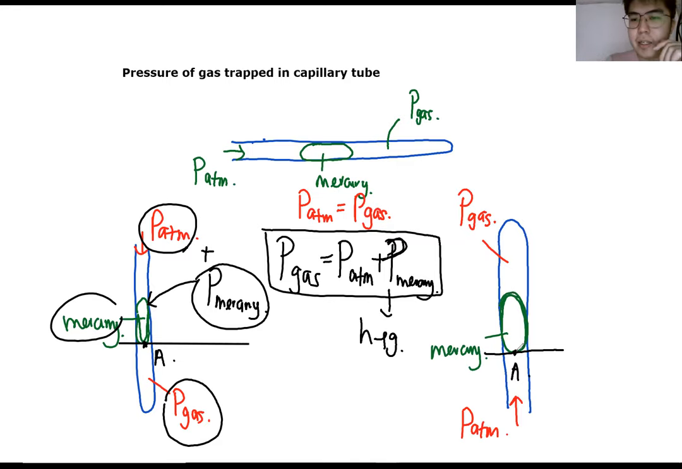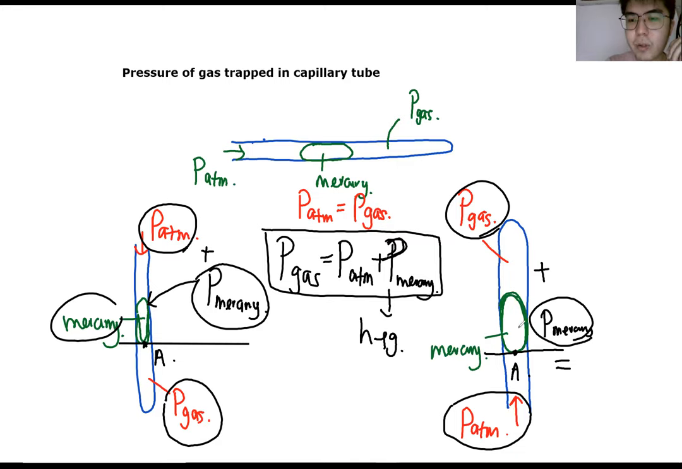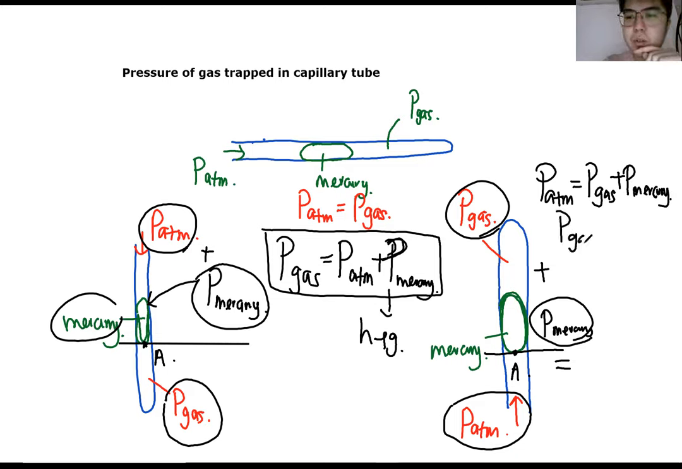Point A is very important because point A is where all the pressure is balanced. So what pressure is here? P gas plus P mercury is equal to P atm, because the atmospheric pressure is holding the mercury droplet and the gas and preventing them from falling down. So that is when you have the pressure of atm equals P gas plus P mercury. If you want to calculate the pressure of the gas, sometimes the question asks you, what is the pressure of the gas inside this capillary tube? Then the pressure of gas equals P atm minus P mercury.